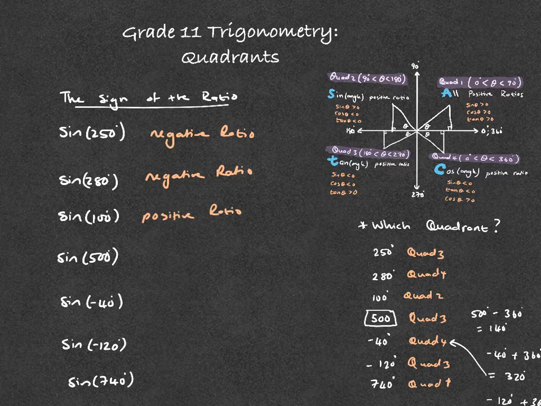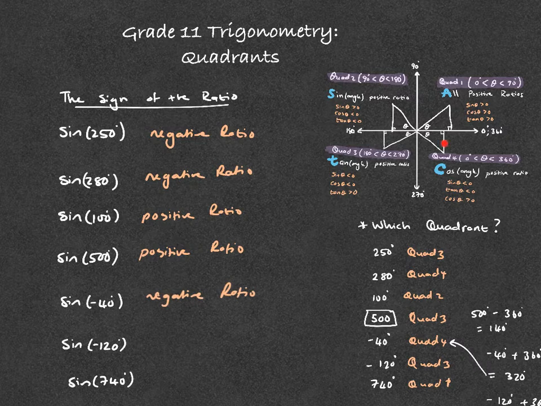All right, sine of 500, remember what 500 is? That is when you went around once, so 360, and then plus another 140 degrees. So we're in the second quadrant again. So sine of 500 will also have a positive ratio. Sine of minus 40 is in the fourth quadrant. Who will be positive in the fourth quadrant? Only cos. So sine and tan will be negative there. So sine of minus 40 will have a negative ratio.